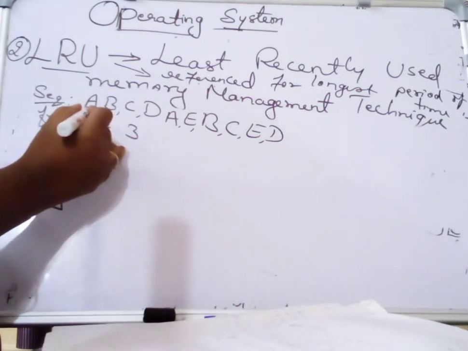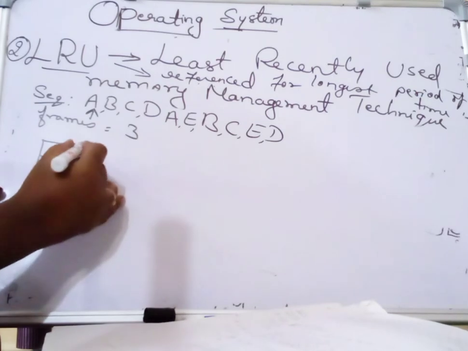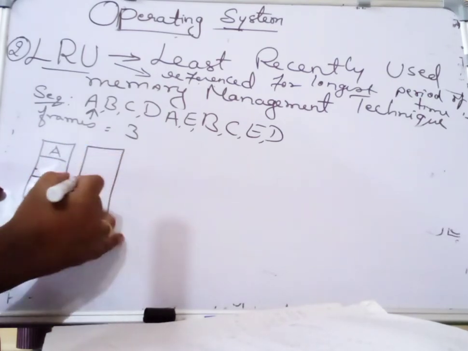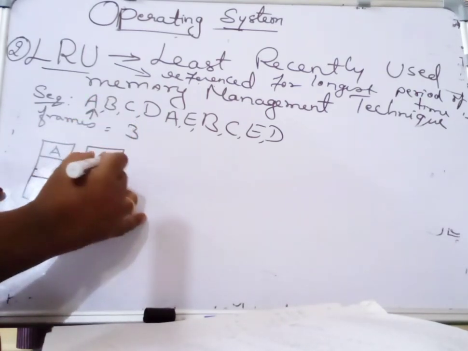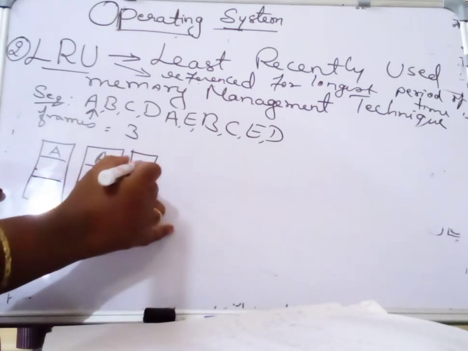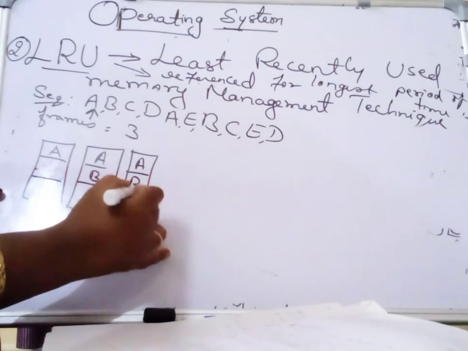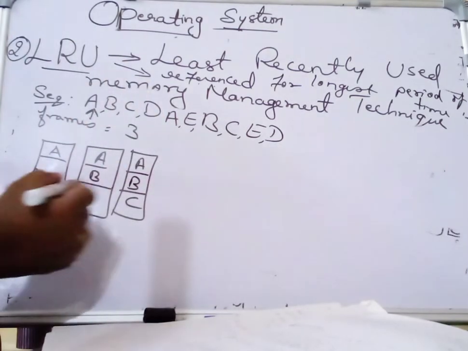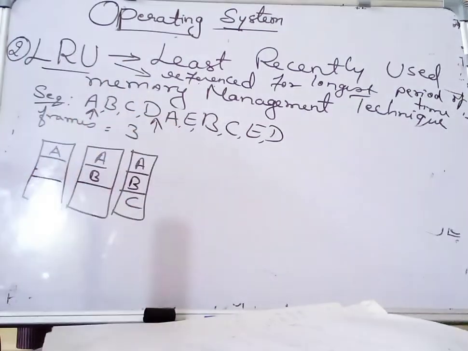What is my first page? A. So load that page into memory. What is my second page? B. Load that into memory. Third page, third frame will be allocated A, B, C. Next, what I want to load? I want to load this page D.